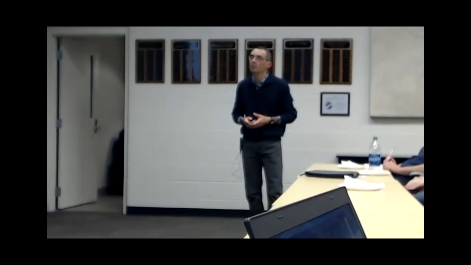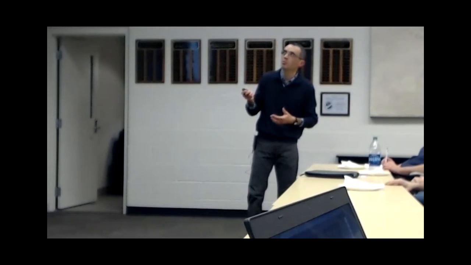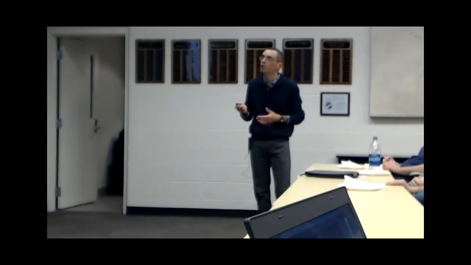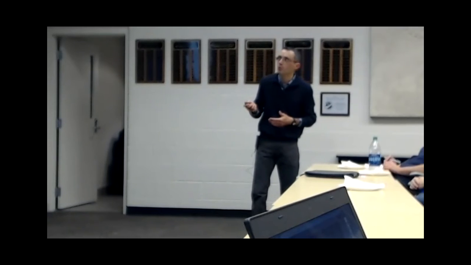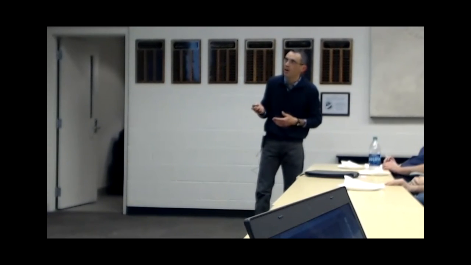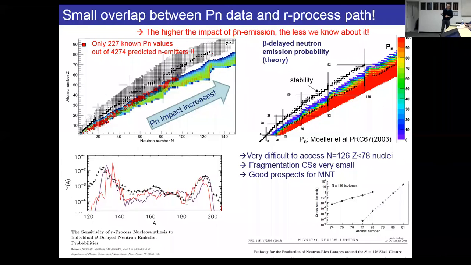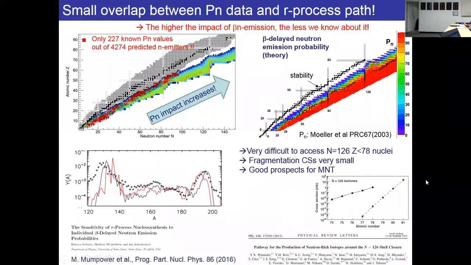Fragmentation cross-sections are very small using a primary beam of uranium or lead, whatever you use. When you get to these nuclei, the cross-sections are very, very small. There are good prospects in terms of multinucleon transfer reactions, for which you can find more details in this publication. Here you can see the comparison between multinucleon transfer reactions and fragmentation cross-sections for a beam of lead. So there are good prospects in the field, but this is still under development.